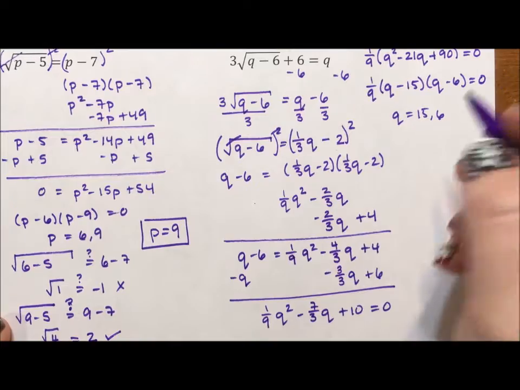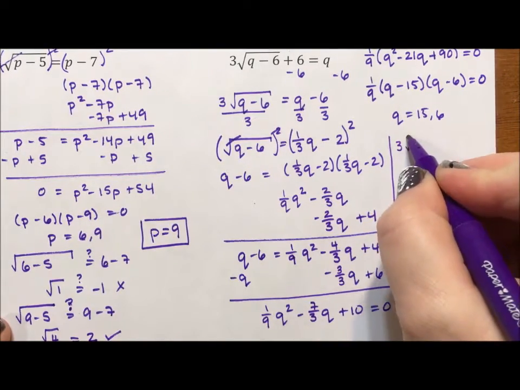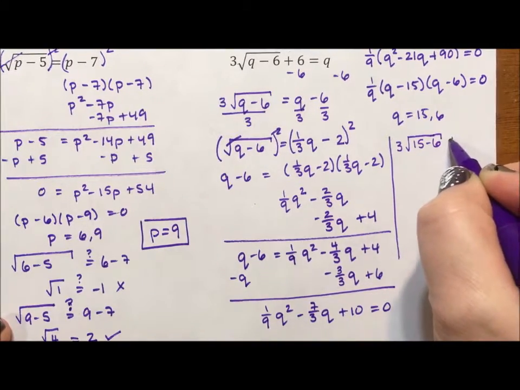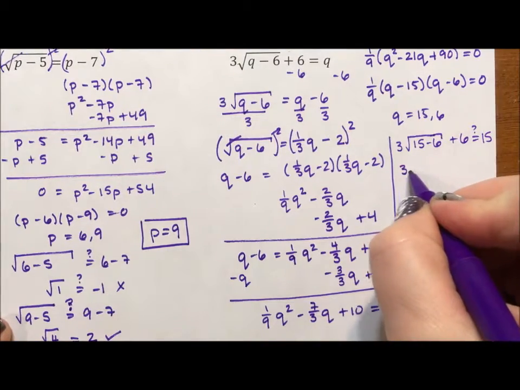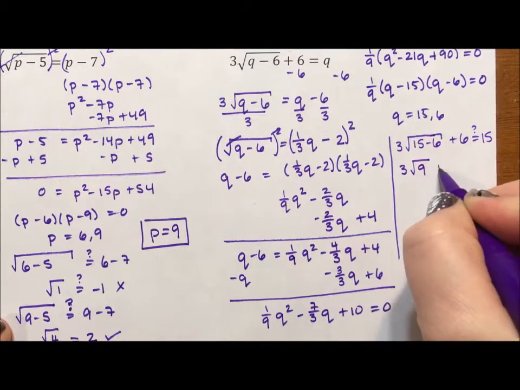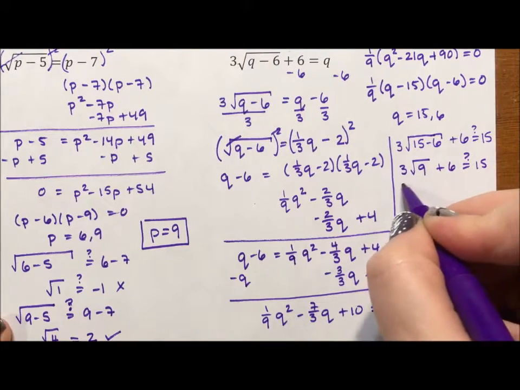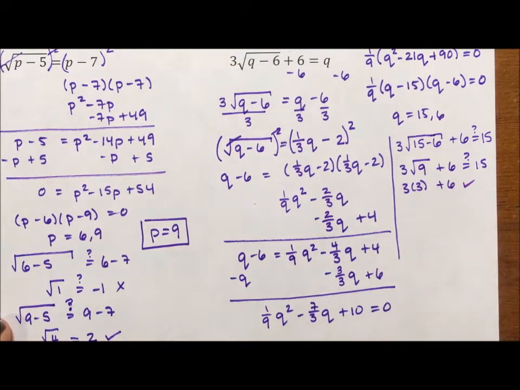Is 3 times the square root of 15 minus 6, plus 6, equal to 15? Is 3 times the square root of 9, plus 6, equal to 15? 3 times 3 is 9, and 9 plus 6 is 15. That works. Okay, 15 works.